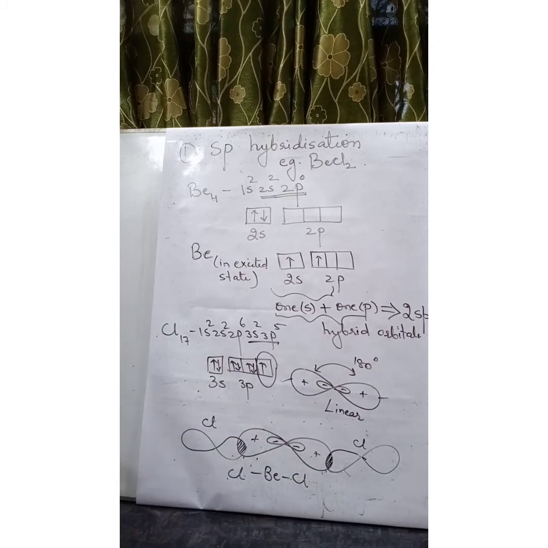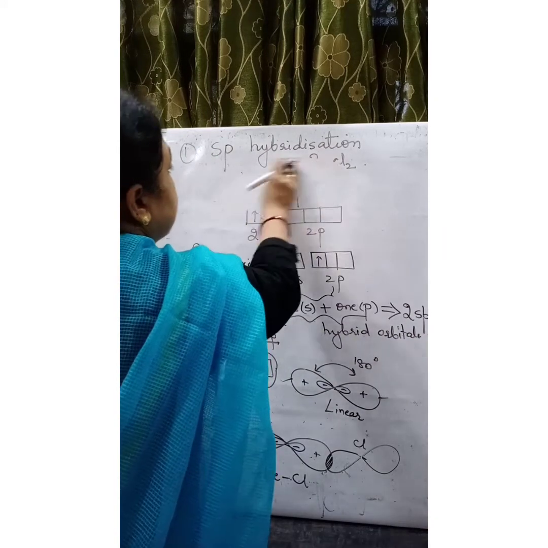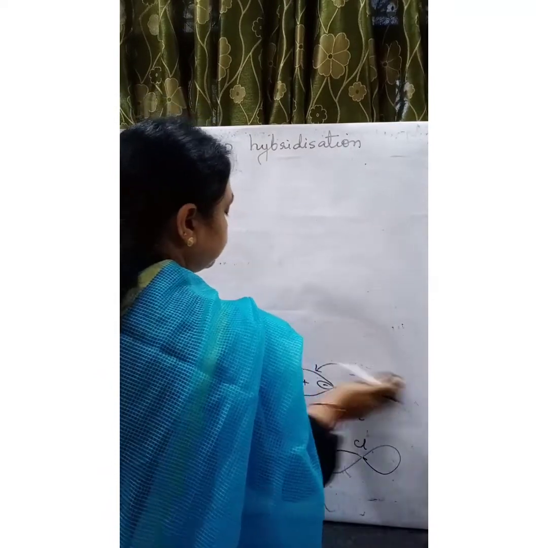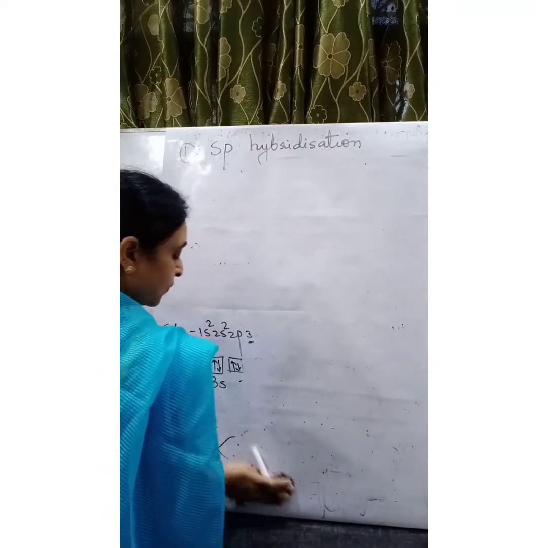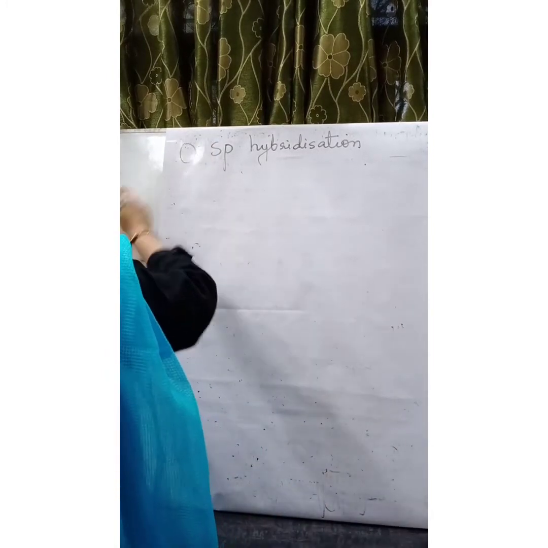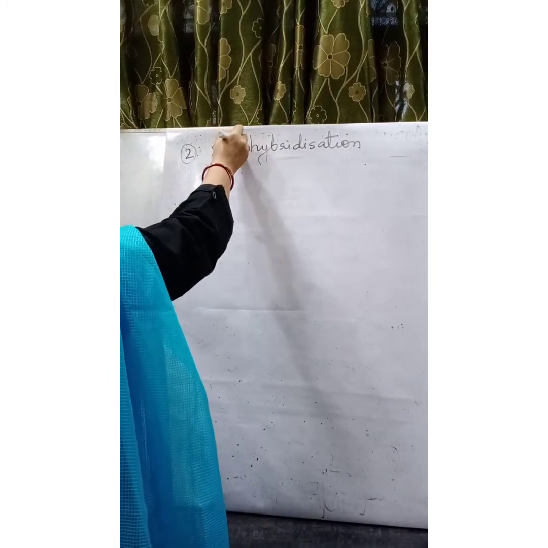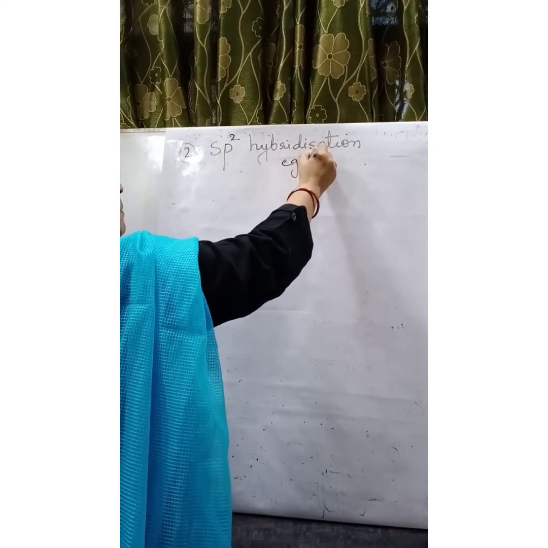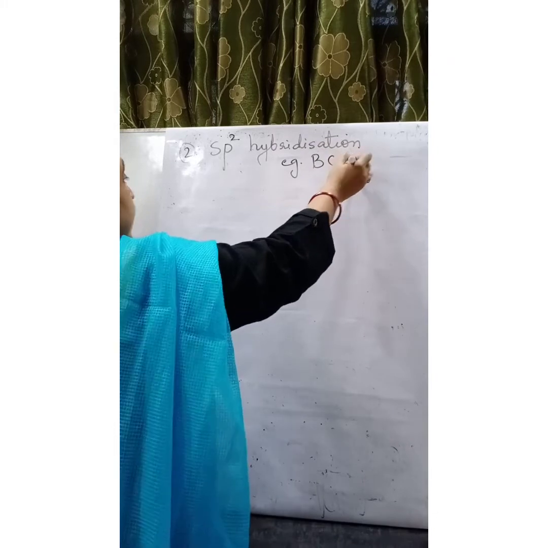Let us move on to the next type of hybridization, that is sp2 hybridization. As the name itself suggests, one s and two p orbitals undergo hybridization to form sp2 hybrid orbitals. For example, boron trichloride.